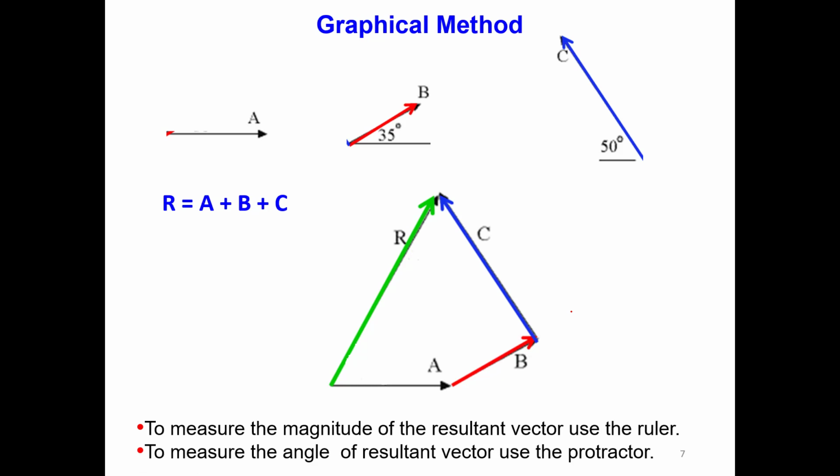Now, we want to know what is the magnitude and what is the direction of the resultant vector. Then to do that, we need to use the ruler to know the magnitude of the vector, and we will use the protractor to know the direction of the vector.